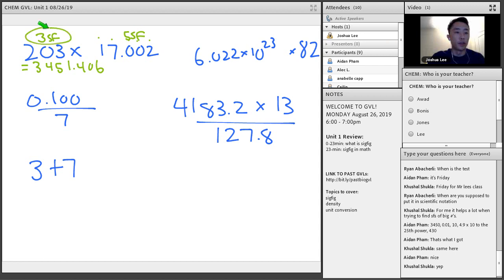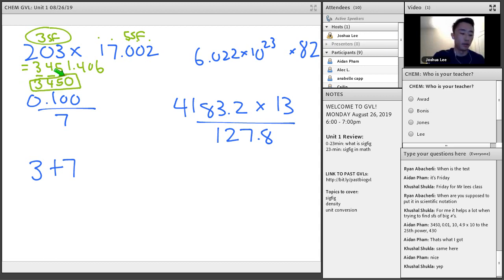So I keep my first 3. So my answer is at least going to be 3, 4, 5. And then remember, that 5 is still in the tens place. So you have to drop down to get that 0. So 3, 4, 5, 0. Right. Good.